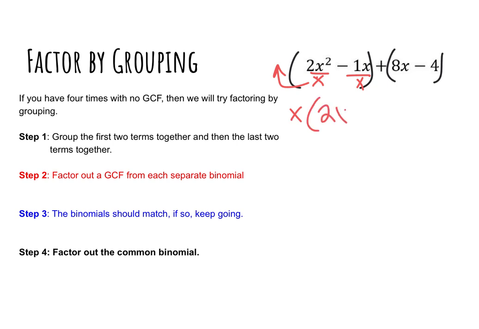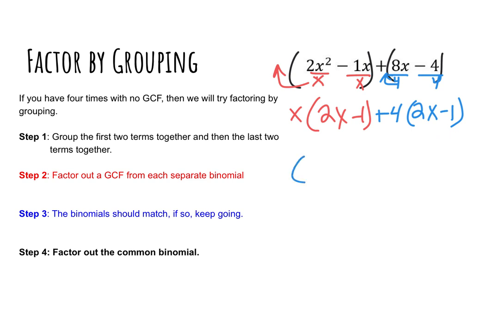I'm left with 2x minus 1. In the second parentheses, I have an 8x minus 4. I can factor out a 4. And when I factor out that 4, it goes in front of those parentheses, and I'm left with 2x minus 1. Remember the rule, if the parentheses are the same, that is one of my factors.